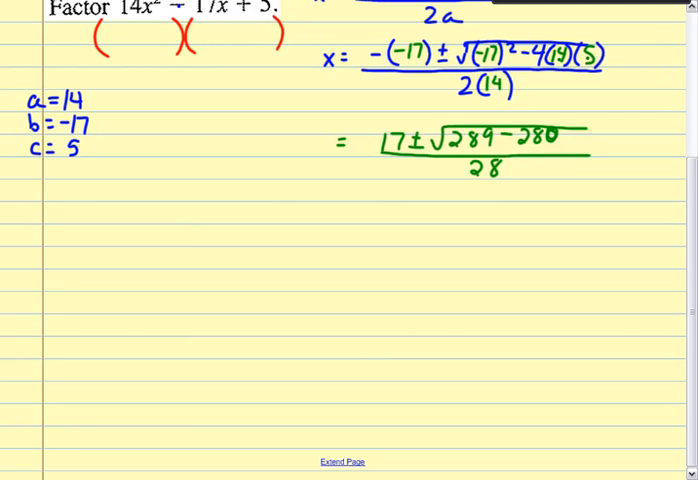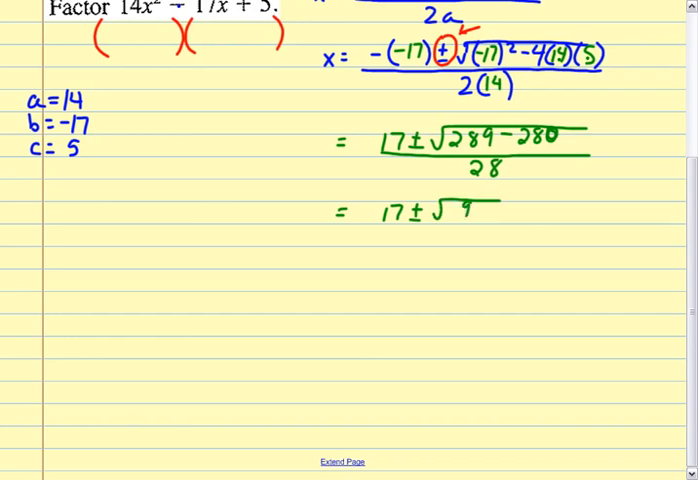Okay, just where we left off, you may be thinking, what is this plus minus? Well, we're going to find out. But really, these are two answers. But we don't separate them until we get down to the end. So just keep that plus minus there for now, and I'm going to show you what we do with it. So now we're going to have 17 plus or minus the square root of 289 minus 280.